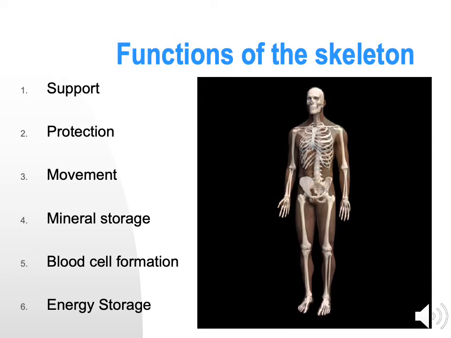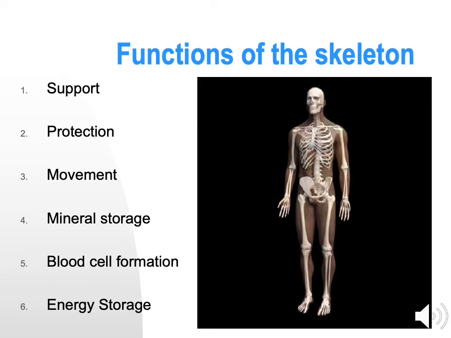The second function is a very, very important one, and that is the role of protection. Bones protect many internal organs from potential injuries that may occur. And so what we find is, in general, wherever there is a vital organ, there is a bony structure in place to protect it. So some key examples. The cranium completely surrounds the brain and protects it from any external impact.